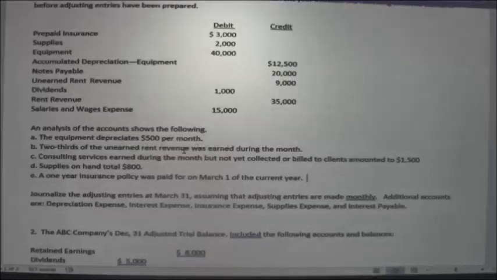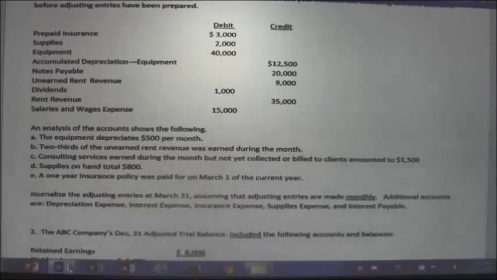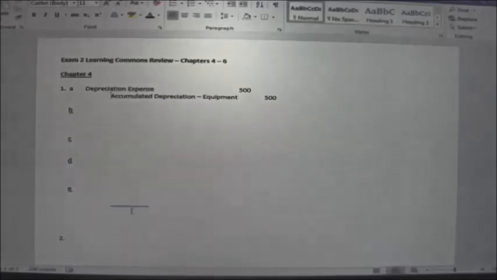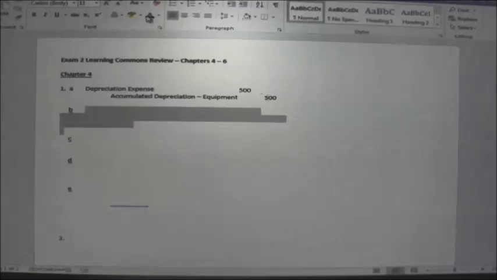2/3 of unearned rent revenue was earned during the month. Okay? So you look at the unearned rent revenue account, it has $9,000 in it. It said 2/3 of the $9,000 was earned this month, so that would be how much? Yes, $6,000. So when you look at the journal entry, just like I have already written down there for unearned revenue and service revenue, you'll see the amounts, $6,000. Okay, and they show you the calculation underneath. It's just 9,000 times 2/3. Okay?